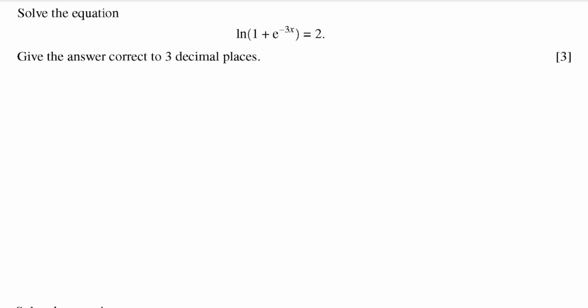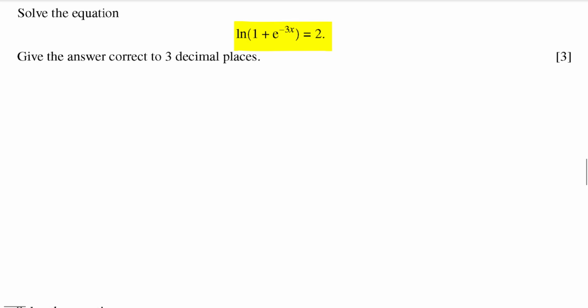Let's see another question now. In this question we are going to solve this equation and answer correct to 3 decimal places. Again it is the same, and why it is easy, I would say, because in this case we can see that we have one term on the left and one term on the right. So if it is only one term, we can directly use the property.